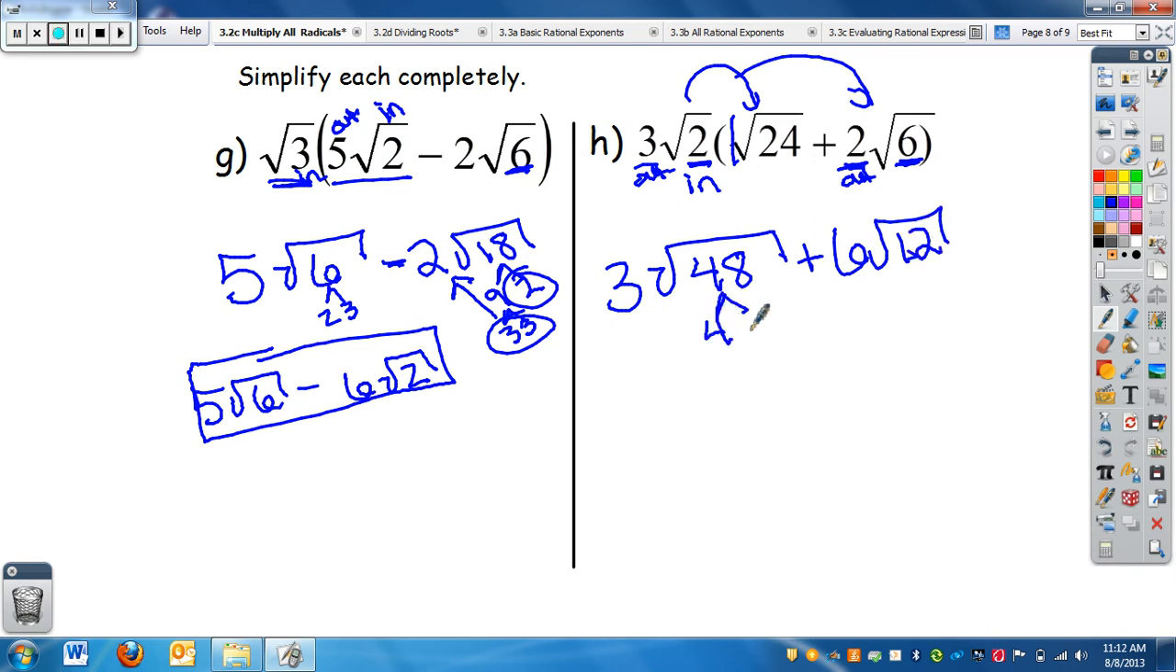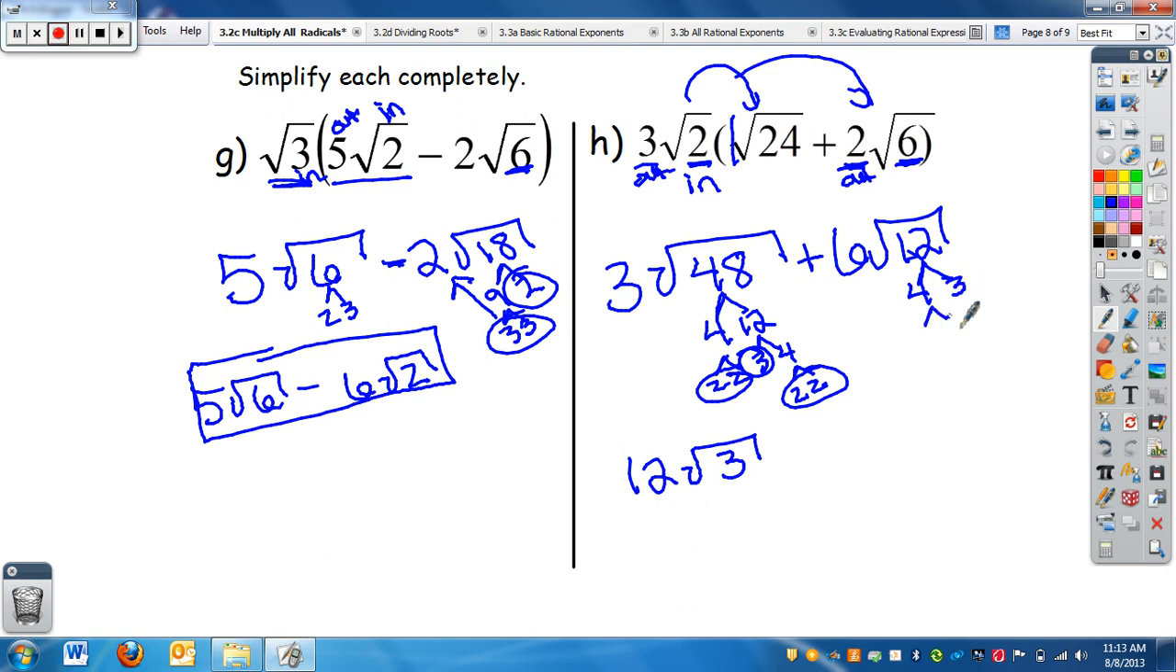So 48 is 4 and 12, 3 and 4, 2 and 2, 2 and 2. So I have two 2's that go outside, so 2 times 2 times 3. This is 12. 2 times 2 is 4 times 3. And then I had a 3 that got left in. Over here, I have 4 and 3, and 2 and 2. The 2 joins the 6, that is 6.